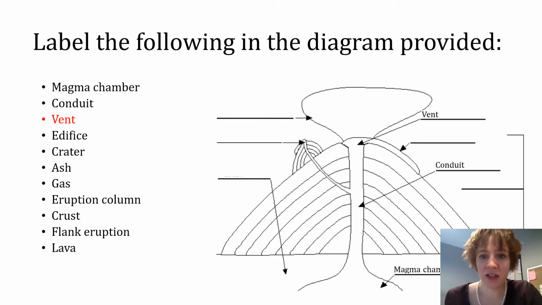The vent is the location through which the magma erupts. So this bit right here. This is where the ash, lava, or gas actually exits the volcano.